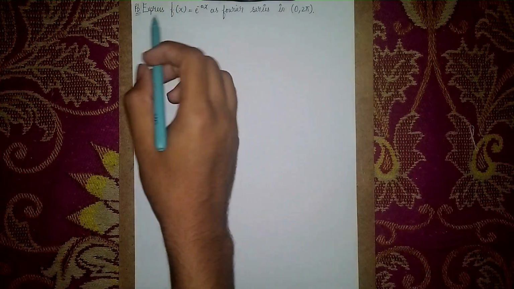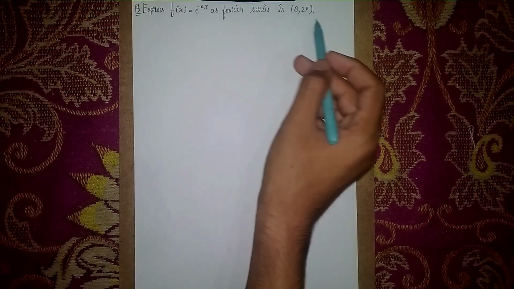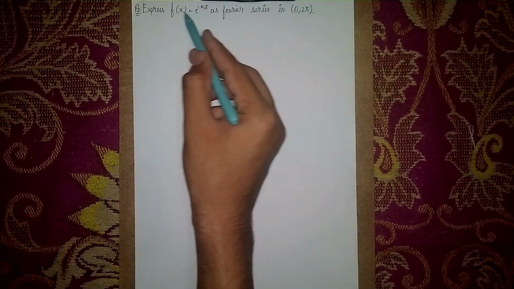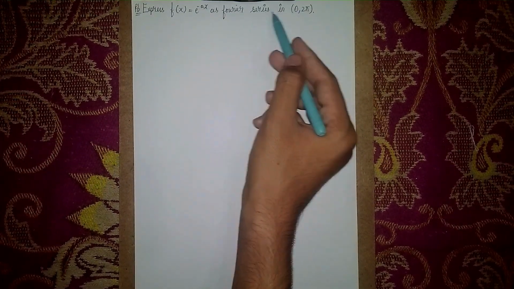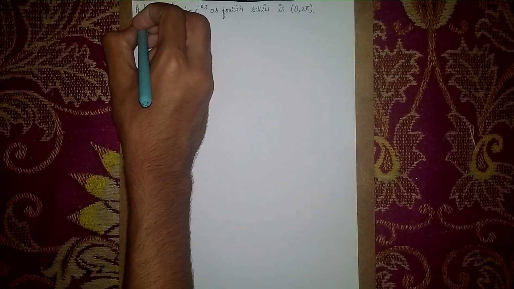Today's question: express f of x is equal to e power minus ax as a Fourier series in 0 to 2 pi. This asks us to express f of x in terms of a Fourier series, and the limits given are 0 to 2 pi. Okay, so first write the solution, then write the first statement.